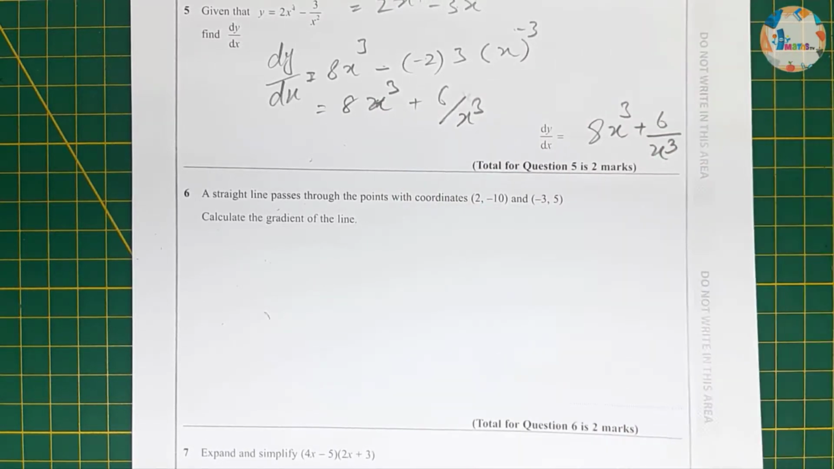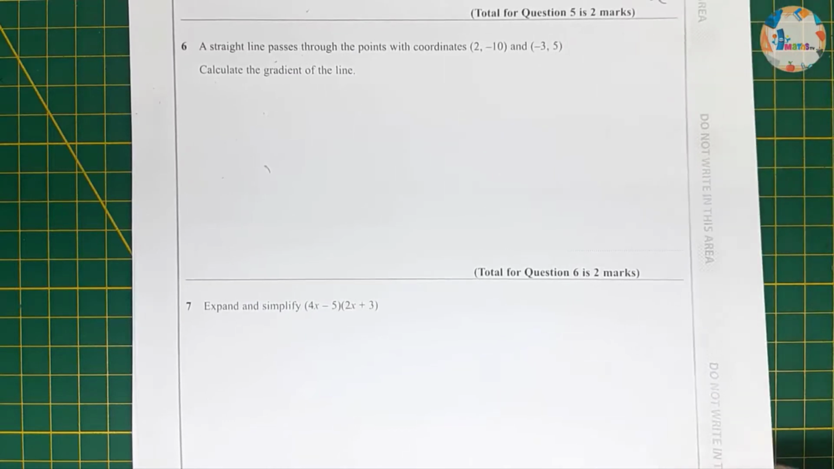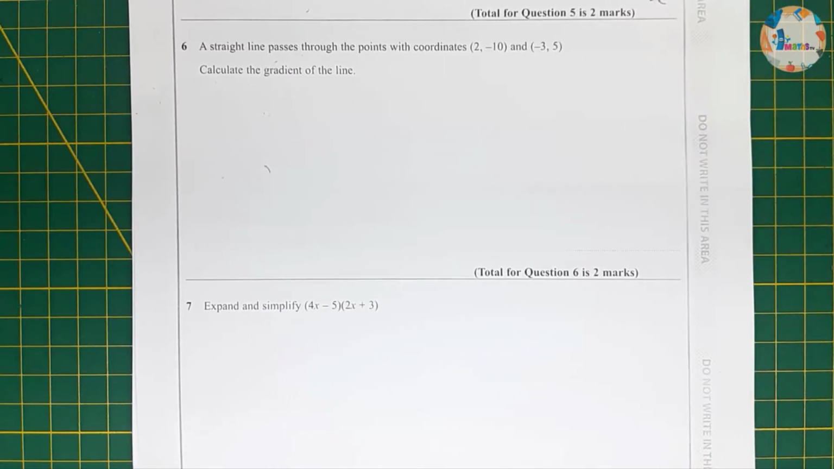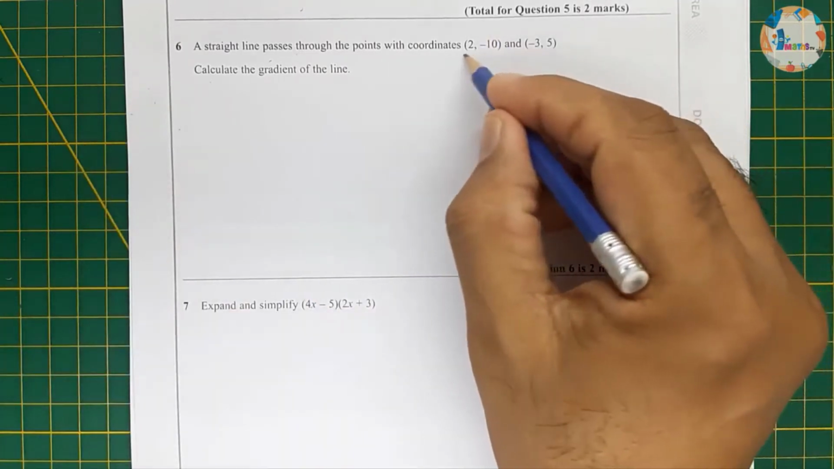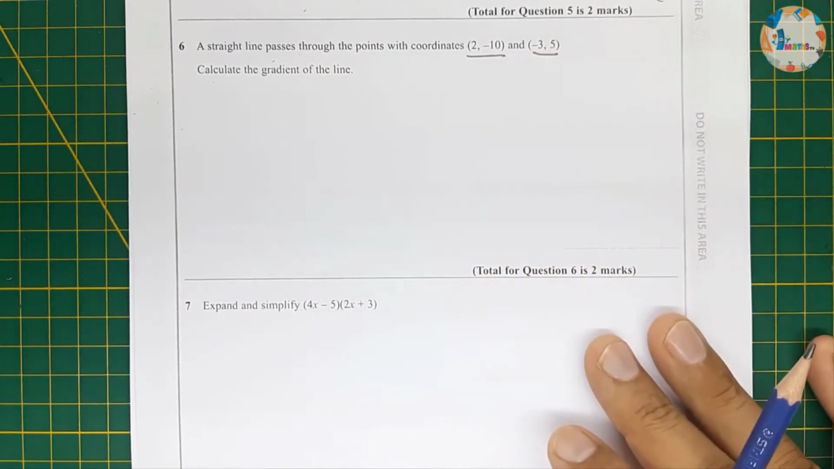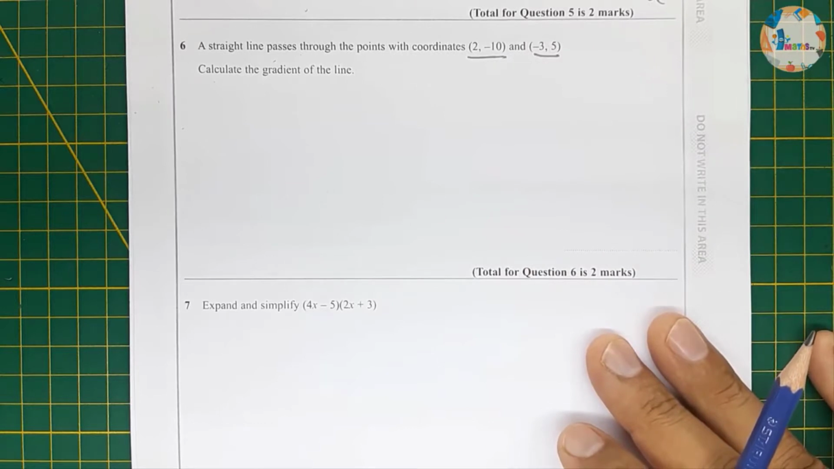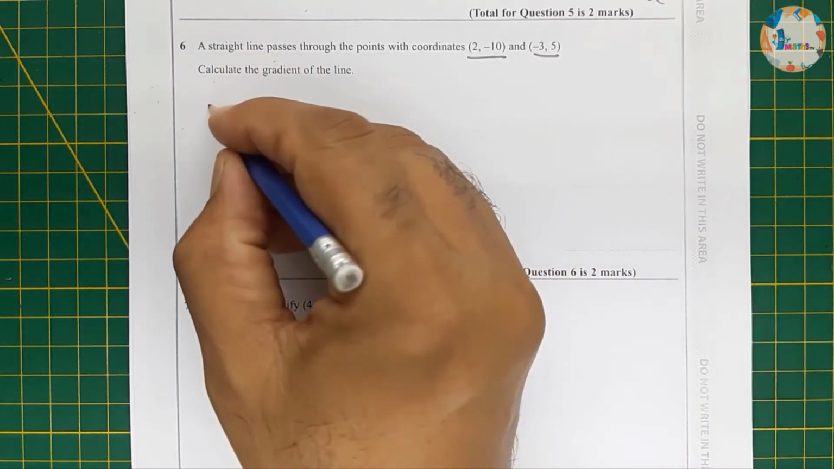Now question number 6. A straight line passes through the point with coordinates this and this. These are the 2 points passing through this. Calculate the gradient of the line. Okay, so gradient will be what?